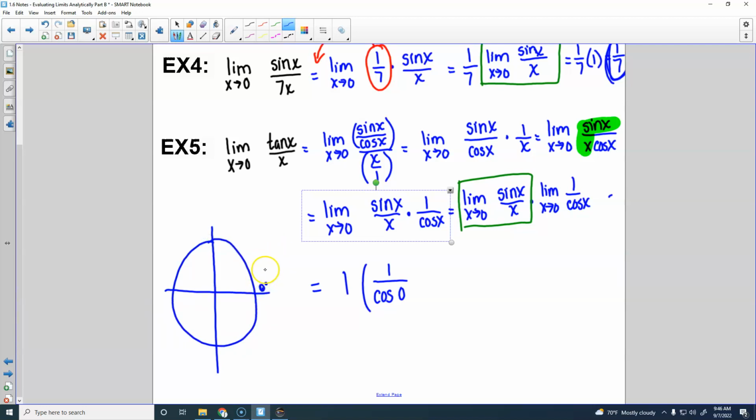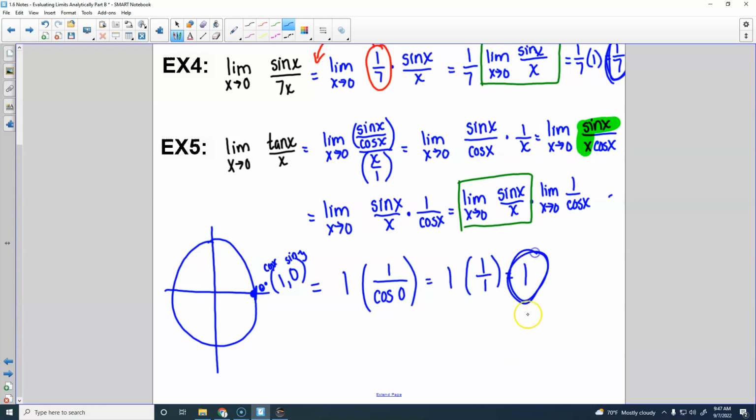At 0, we're right here. That's 0 degrees or radians, either one. And what are my coordinates at 0? Think about graphing that point. What's your x-coordinate? 1. And then the y-coordinate here would be 0. Which one's sine, which one's cosine? Cosine is your x. Sine is your y. So what is cosine of 0? And you get 1 as your answer.